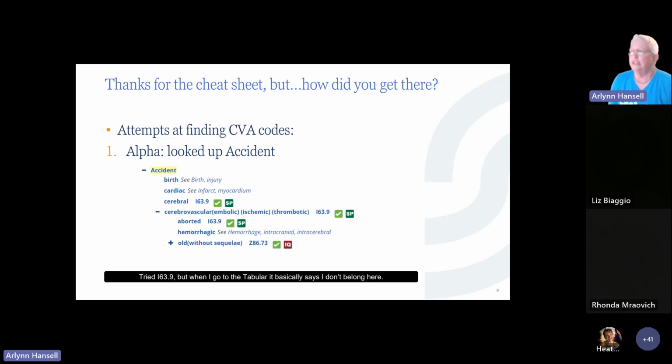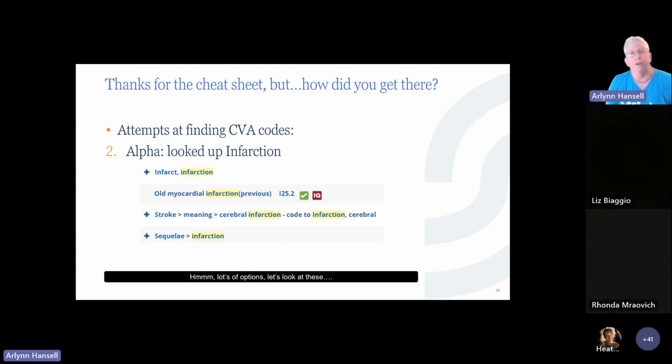So I'll say, look, we have cerebrovascular. That doesn't work either. I63.9. And we know I63.9 can only be used if it's still ongoing, active. You verify that in the tabular, and it basically says you don't belong here if you're talking about residual conditions, move along. Okay, that didn't work. Back to the beginning. Let's look up infarction. That word infarction is the one that's going to save you in trying to find stroke codes if you can't find your cheat sheet. So I looked up infarction, and obviously this is a screen print out of the coding center.